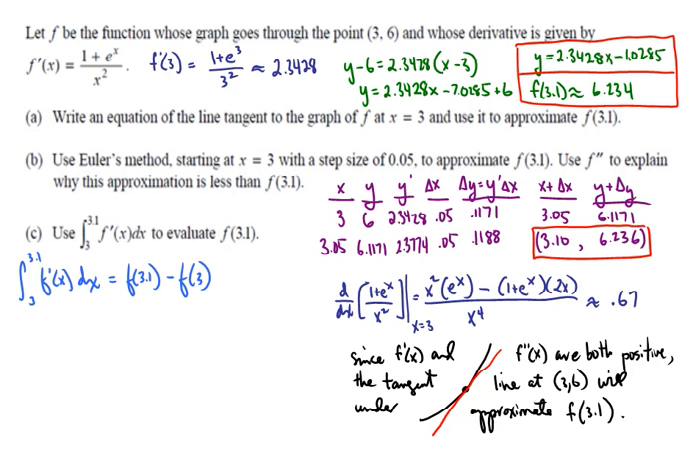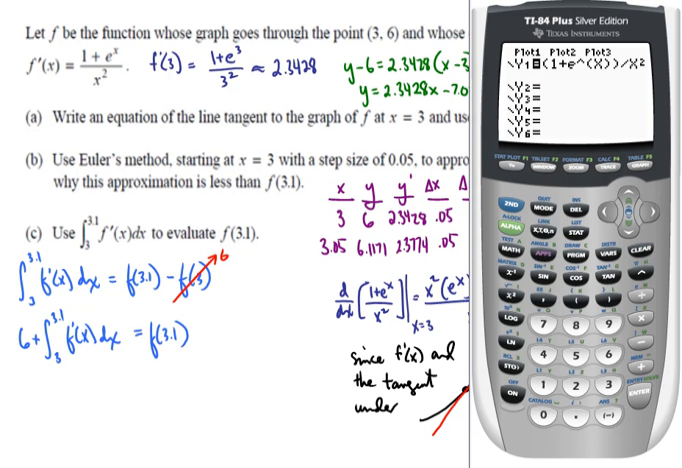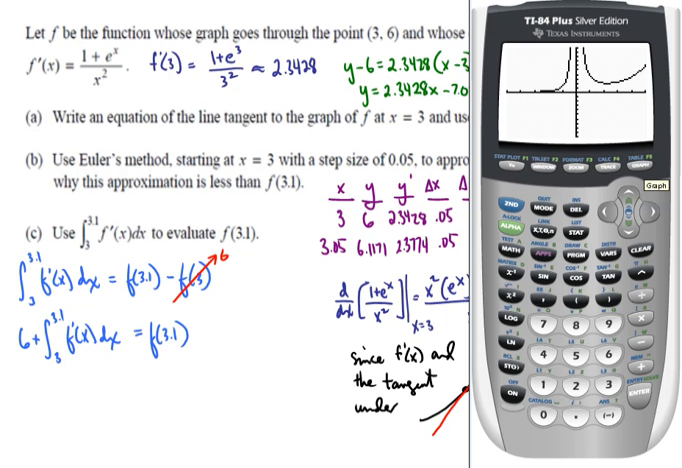Now, we know that f of 3 is 6, and we can use our calculator to find the definite integral from 3 to 3.1 of f prime of x dx. So 6 plus the integral from 3 to 3.1 of f prime of x dx is going to equal f of 3.1. And we're going to need our calculator now to do that. You recall that we already have our derivative, 1 plus e to the x quantity divided by x squared, in the calculator. We go to graph, and we can find the definite integral.